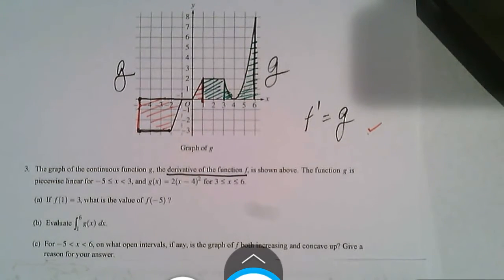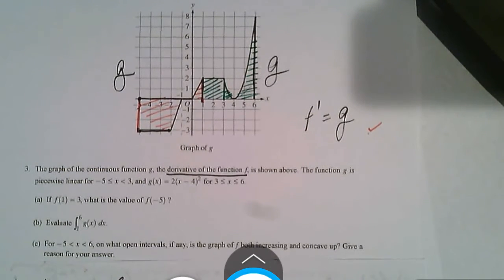In part C, for the interval -5 less than x less than 6, on what intervals, if any, is the graph of f both increasing and concave up? Give a reason for your answer. Well, what do we know? They want f to be increasing and concave up.